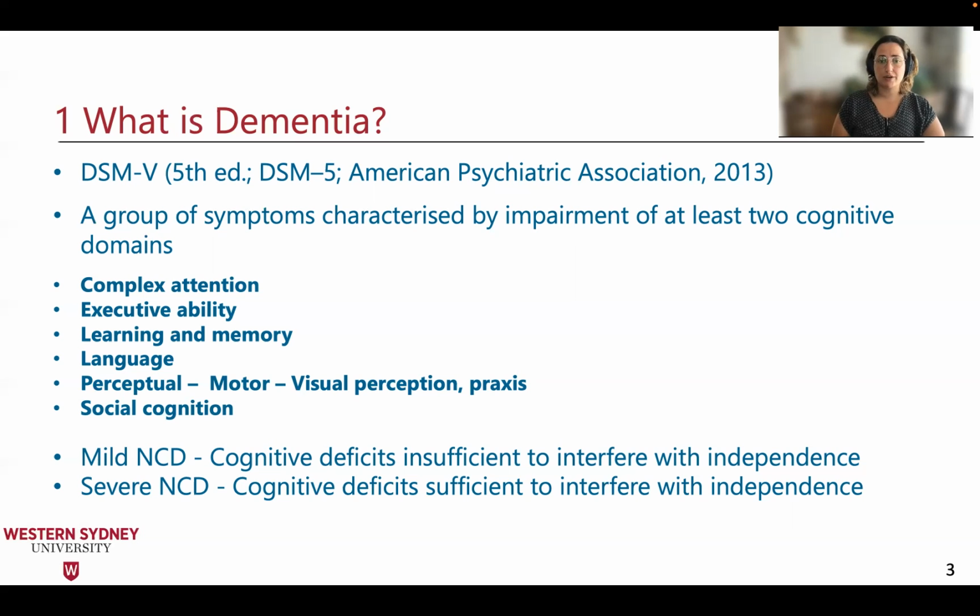Whereas where you have severe neurocognitive disorder, you then have a more advanced level of cognitive deficits which actually interfere with the independence of the person, and then needs assistance from either carers, technology, or potentially relocating into a residential care facility to assist the person in maintaining a quality of life and functioning in their day-to-day living.